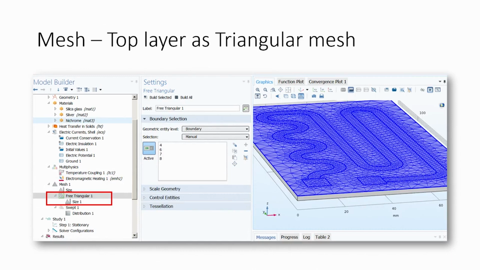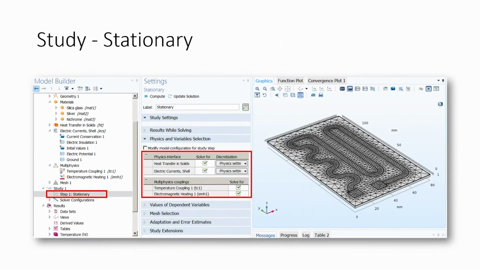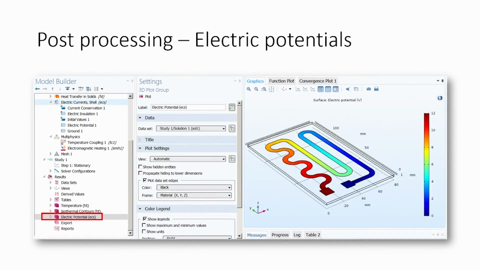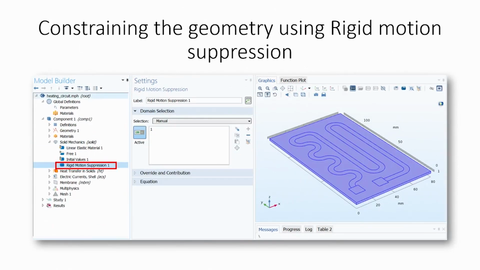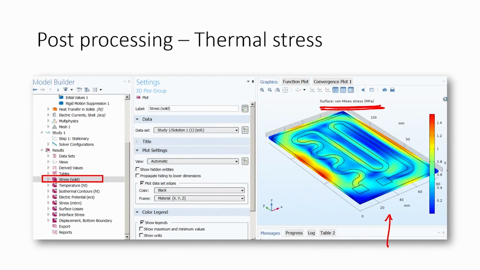So you are creating a mesh, top layer is a triangular mesh, you are swept mesh, the top meshing layer. After you sweep this mesh, then what is the next term? You have to select the heat transfer in solids, the temperature, electromagnetic heating. You select the temperature, you will see the profile, you select the electrical potential, and you see the profile that how the electrical potential is changing, followed by the solid mechanics, where you are looking at the rigid modal separation, you are looking at the thermal expansion, you are looking at the stationary fields, and you are also looking at the stress as well as the displacement.